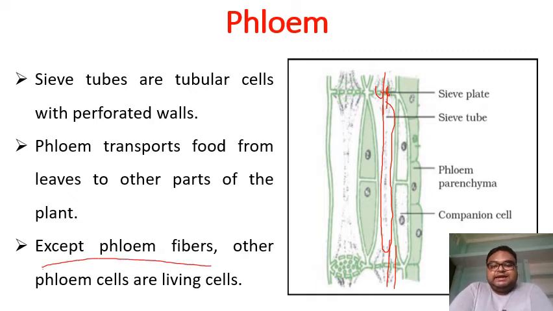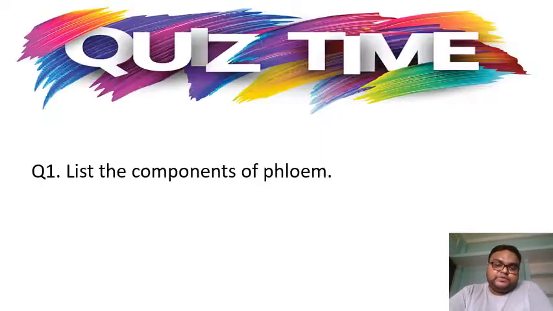phloem fibers, that it is a dead cell, right? All other cells, including sieve tubes, phloem parenchyma, and companion cells, are living, but the phloem fibers are dead. So we can say except for the phloem fibers, other cells are living. Okay, students, except for the phloem fiber means phloem fiber is dead, but all the rest of the cells are living cells. Okay, let's proceed forward.